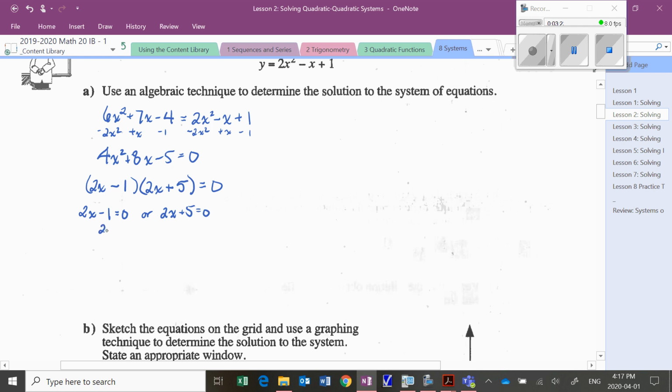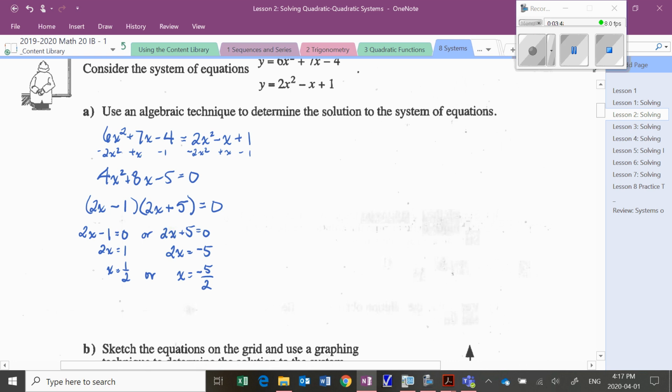Add 1 to both sides, so 2x is equal to 1. Therefore, x is either equal to 1/2, or on the other side we subtract 5. So 2x equals negative 5, divide by 2. So x equals negative 5/2. So we've got those two options for x, but we're not done, because remembering our solution, we're looking for that point of intersection, or values for x and y.